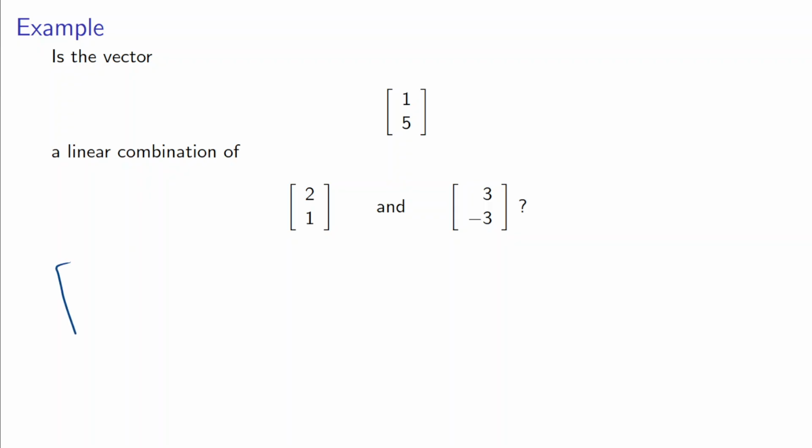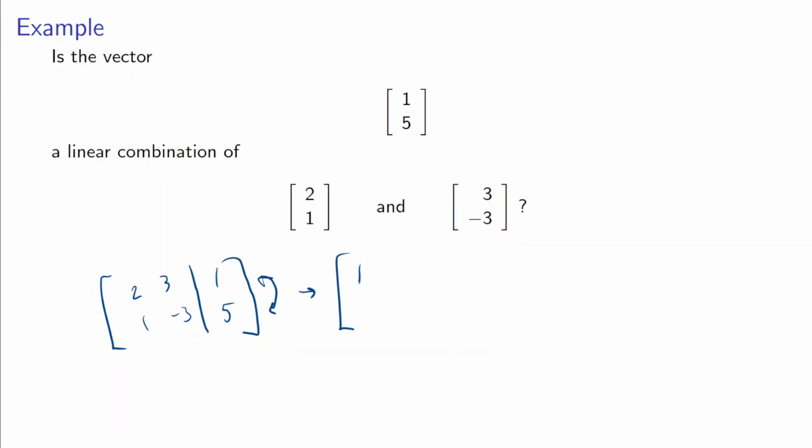So again, our augmented matrix looks like this: [2, 3 | 1; 1, -3 | 5]. And now let's row reduce that. We might begin by interchanging our two rows to get a 1 in this position here. Okay, and now we can do R2 minus 2R1.